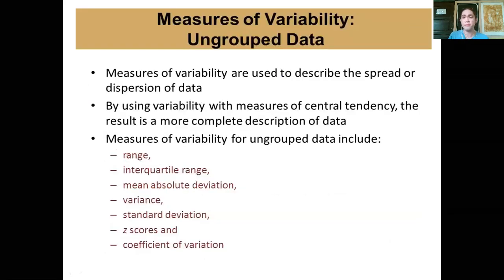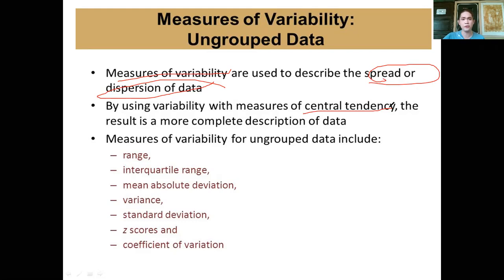As I have said, for ungrouped data, we define the measures of variability as used to describe the spread or dispersion of data. Say with me: spread. Say with me again: dispersion. So spread or dispersion refers to the measures of variability. I hope you can follow. By using variability with measures of central tendency, of course, we need the measures of central tendency in order to solve or measure the variability.